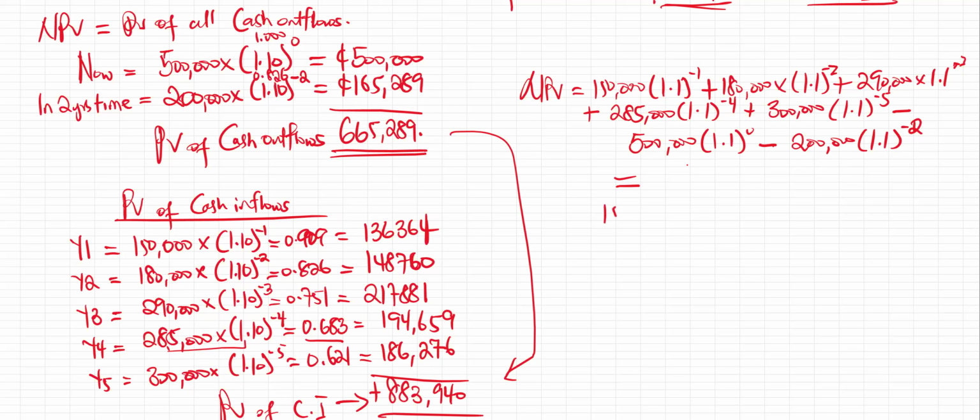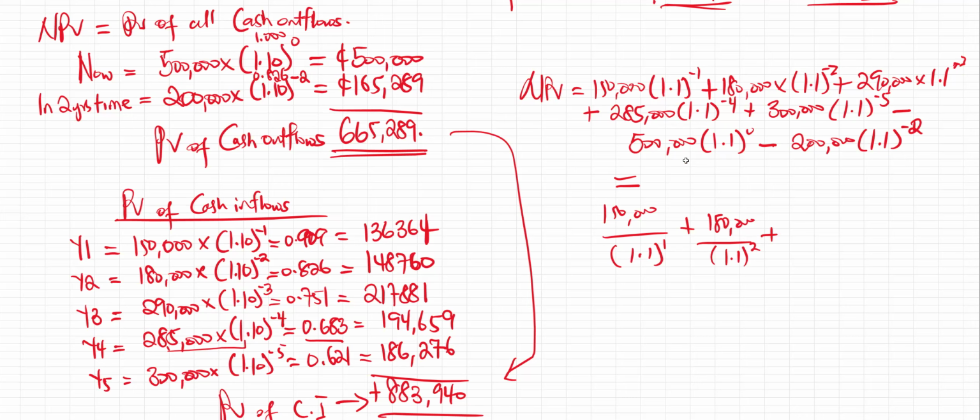Alternatively, somebody will say 150,000 over 1.1 raised to the power 1, plus 180,000 over 1.1 raised to the power 2, plus, you understand? It's the same thing. It doesn't really matter. But because of the discount factors, mostly they give you a table. That's why it's quicker. But it doesn't mean you have to use the discount factor. You still get it. Makes sense? Any question on NPV?